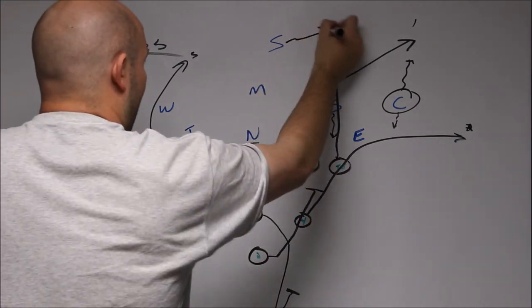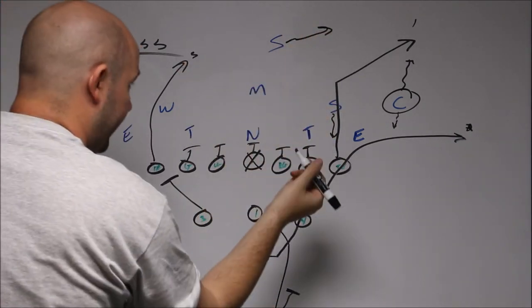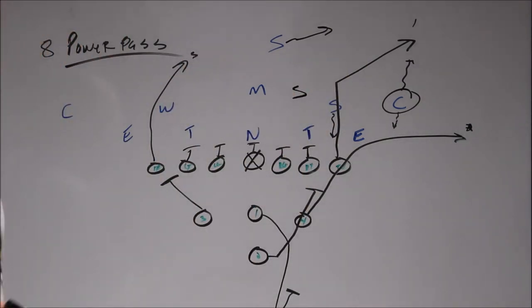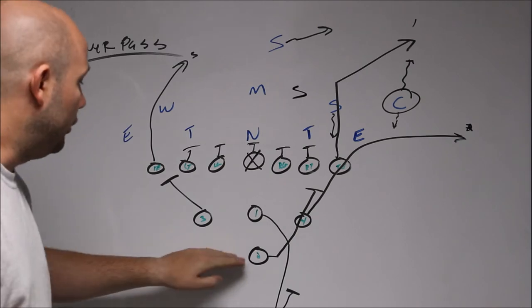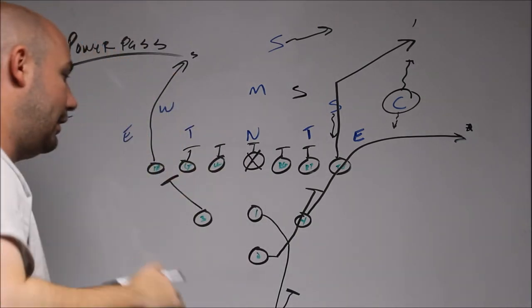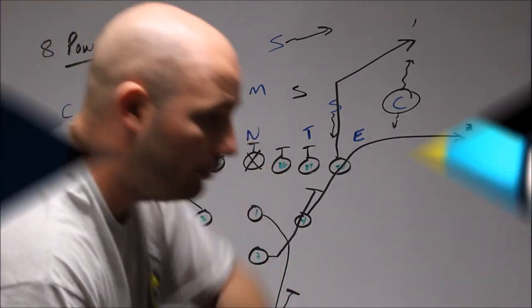Now, if these safeties are flying out of there, or they have no safety, say he's rolled down or something, you could have the backside tight end potentially too. So, it's very important that the power fake's good. We really need the two back to sell it like he's getting the handoff, okay? He's got to really come down on it.